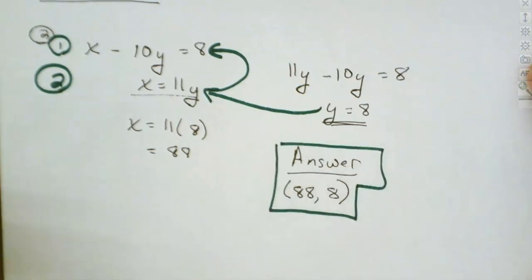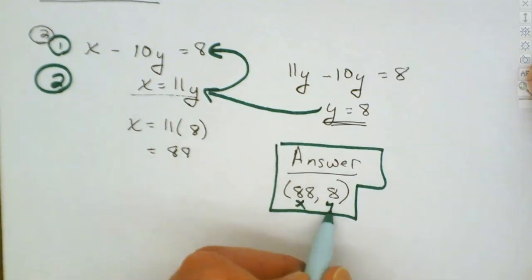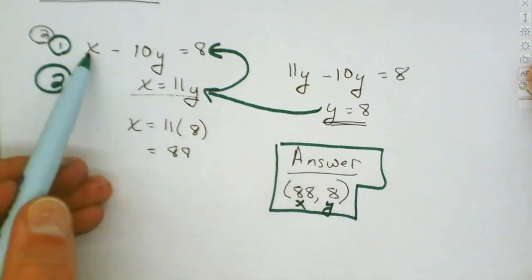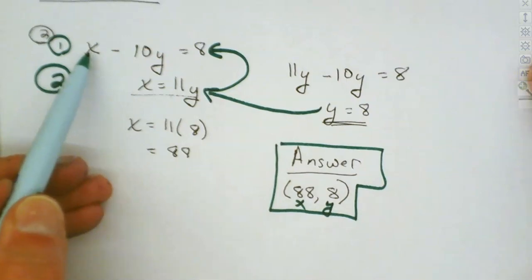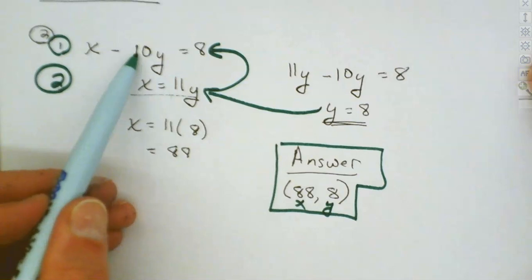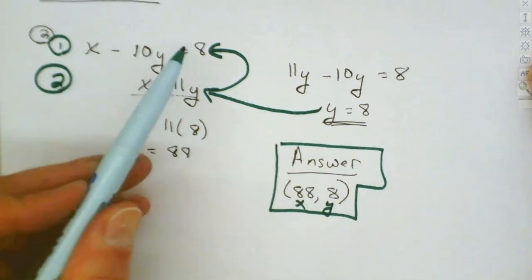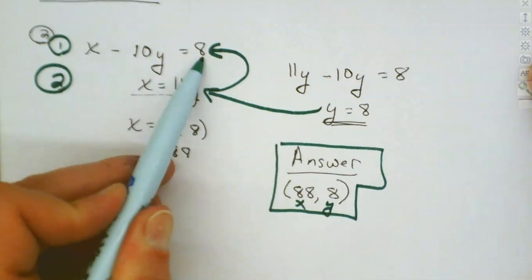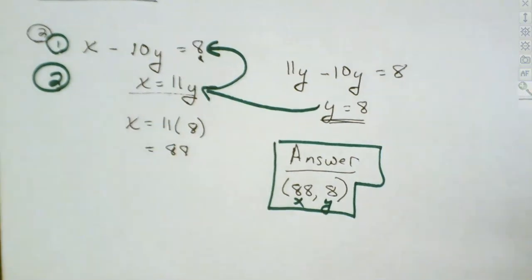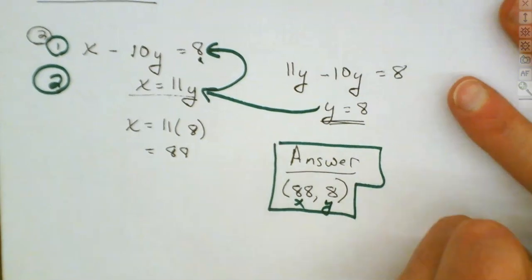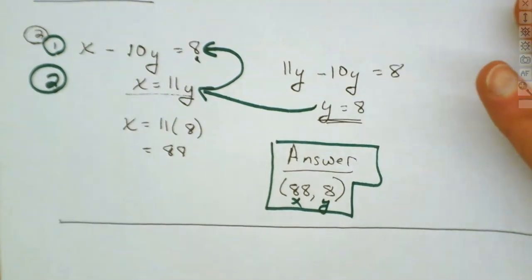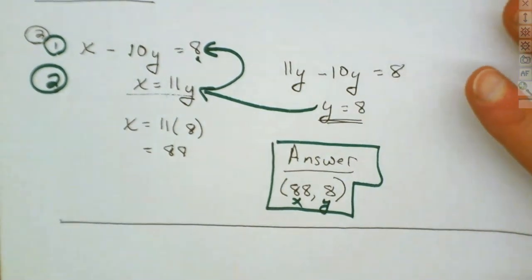And you could check if you wanted to. How can you check? Remember, this is your x and this is your y. Well, let's check here. If I plug it in, x is 88. Okay, so that's going to be 88 minus 10 times 8, that's 80. 88 minus 80 leaves you with what? An 8. So we know it works. That one gave us a solution.